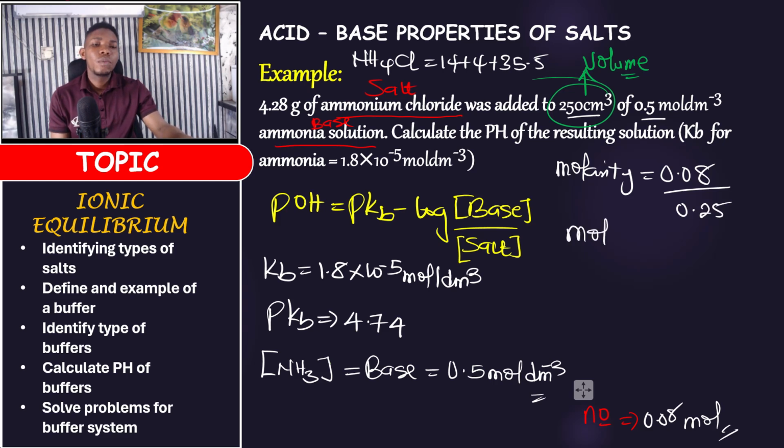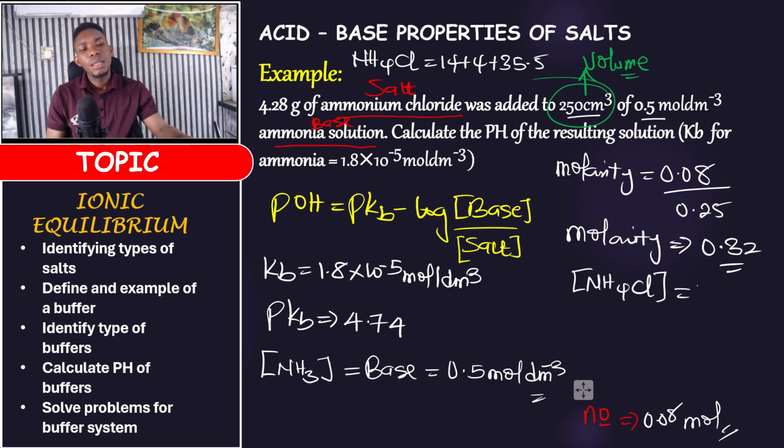So the molarity, which is the concentration of ammonium chloride in solution, will be 0.08 divided by 0.25, which gave us 0.32. So the concentration of ammonium chloride, which is the salt, is 0.32 molar, which is also mole per dm cube. Is that okay? Now, we already got our pKb and every other thing.